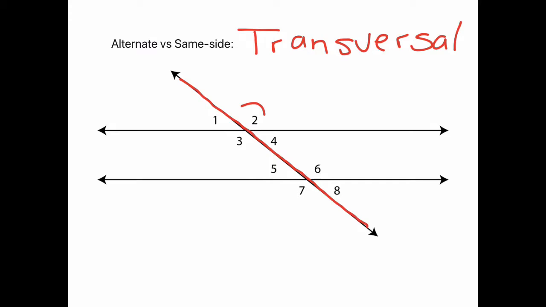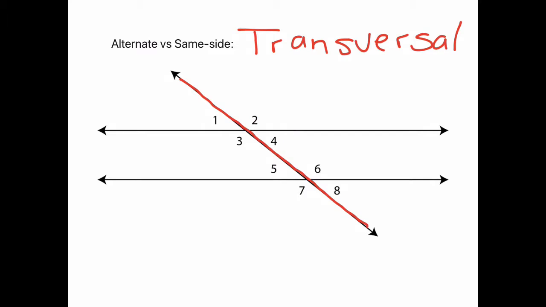It might be angle 2 and angle 5. Anything that's on opposite sides of the transversal would be called alternate. And angle 1 here and angle 7 would be same side because they're both on the left-hand side. Angle 4 and angle 2 would be same side because they're both on the right-hand side of the transversal.